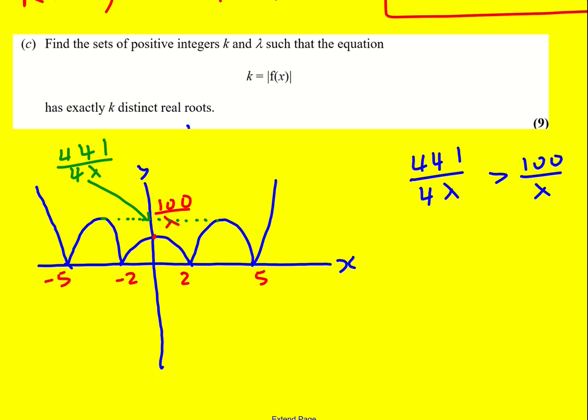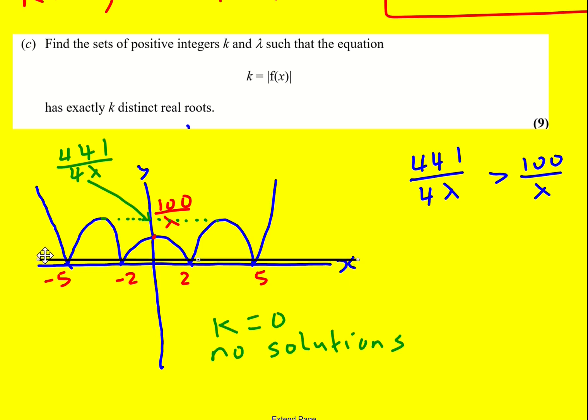So first of all, let's look at k equals 0. If we've got that the modulus is equal to this, then actually it would be here. And we don't get 0 roots, there are no distinct roots, so no solutions here. There's not going to be any solutions for k equals 1 either, because this is symmetric.